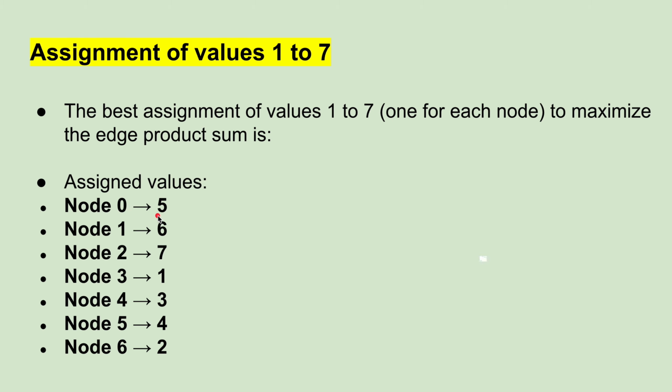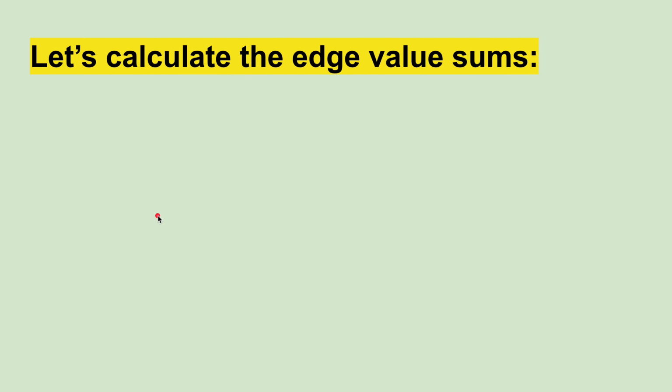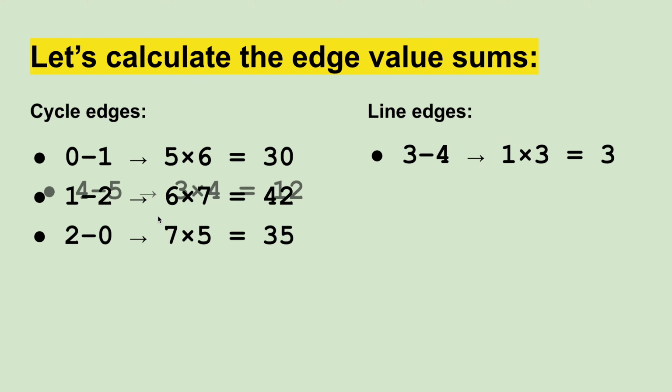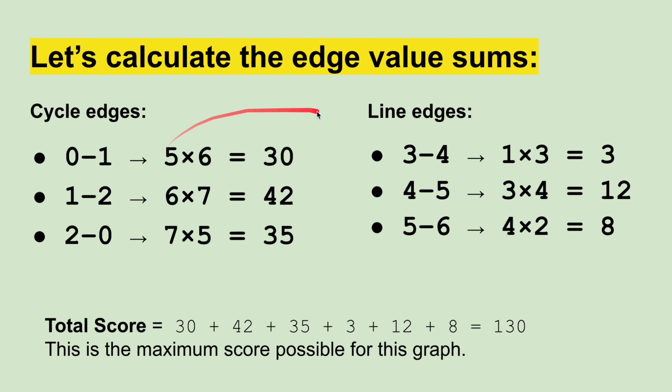So let's calculate the edge values, then you will understand. So there is a cycle, and we will calculate the score. For each edge we calculate the product of the assigned values for the two connected nodes, and then we do the sum. How many edges were there? Total 6 edges. We'll take the cycle edges first: 0 to 1, then 1 to 2, and the third was 2 to 0. Similarly we have the line edges, and you can do the product of these assigned values and take the sum.